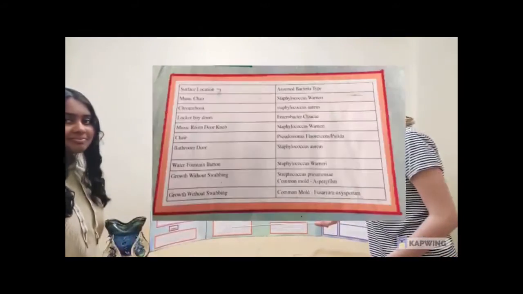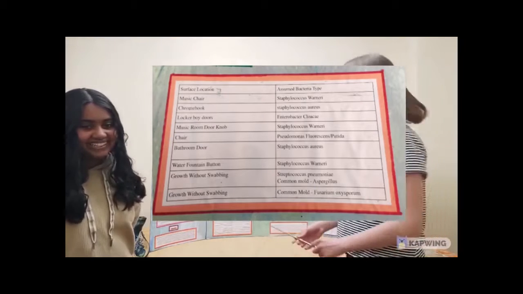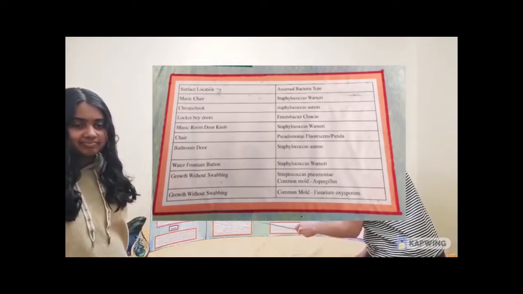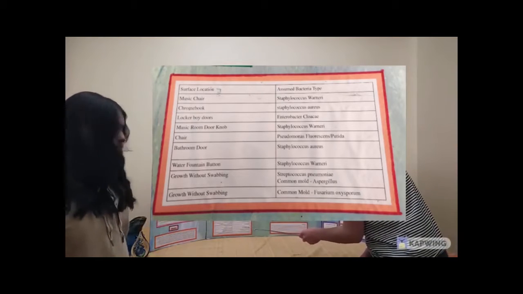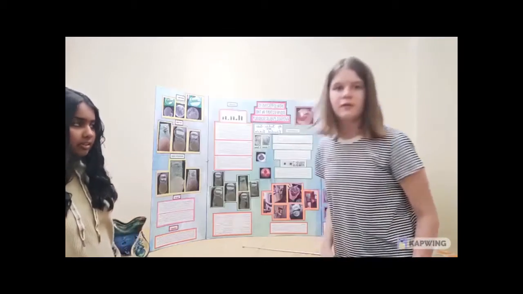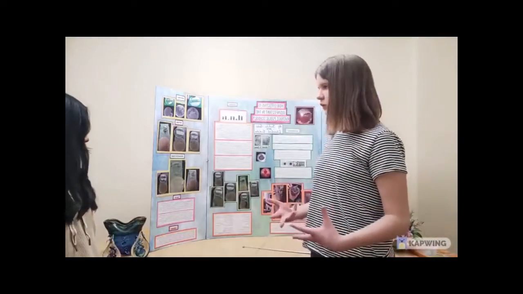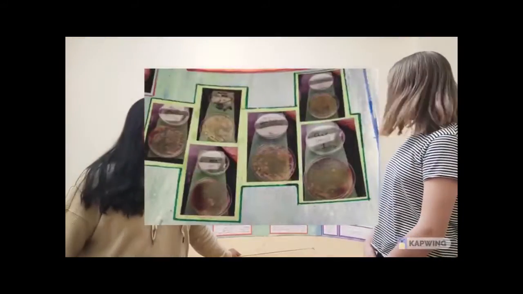Anyway, the specific places that we swabbed are listed here on our observation chart. So as you can see, it says music chair, Chromebook, locker bay doors, music room doorknob, bathroom door, water fountain button, and growth without swabbing twice. These were petri dishes that were just too filled with bacteria that we couldn't swab with them. These pictures over here are the specific end result.